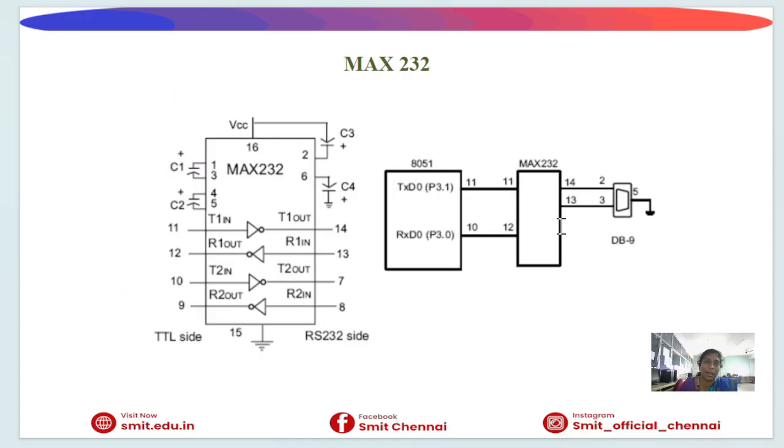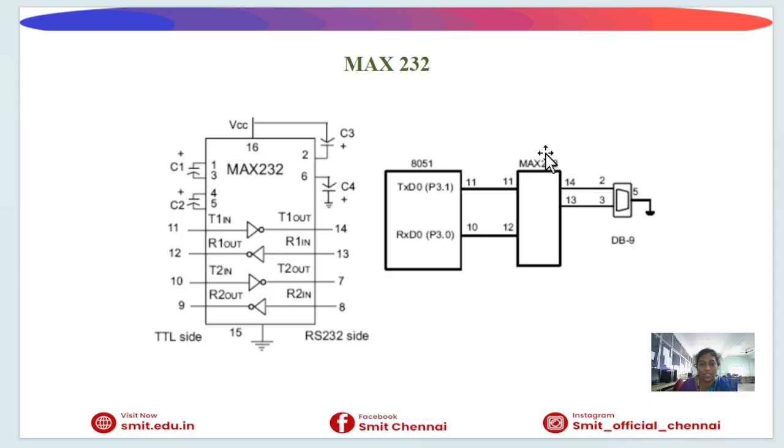Then the next slide is the MAX232 IC. We have already seen that the MAX232 is a converter IC. TTL voltage is converted into RS232, and RS232 is converted into TTL, vice versa. Why was it required? The 8051 cannot directly connect to RS232 devices because the voltage levels differ. TTL is 0 to 5 volts, while RS232 is plus or minus 12 volts. So the MAX232 always acts as an interface between the 8051 and RS232.